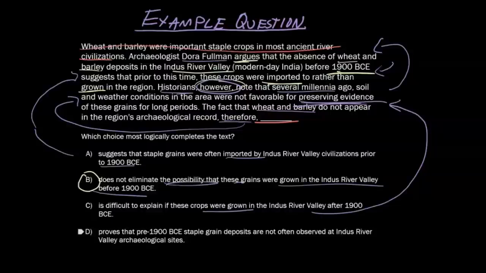Proves that pre-1900 BC staple grain deposits are not often observed in Indus River Valley archaeological sites. Well, we know this. We know that they can't really find anything because there's no way to preserve the evidence in the soil, right? We know this, but that's not related to this idea. This therefore connects to the however. Again, we're using transition words, right? And this idea here is saying this. It's not mentioning this fact. This was kind of the first part of the paragraph here. And that's all you need to know for your inferences.